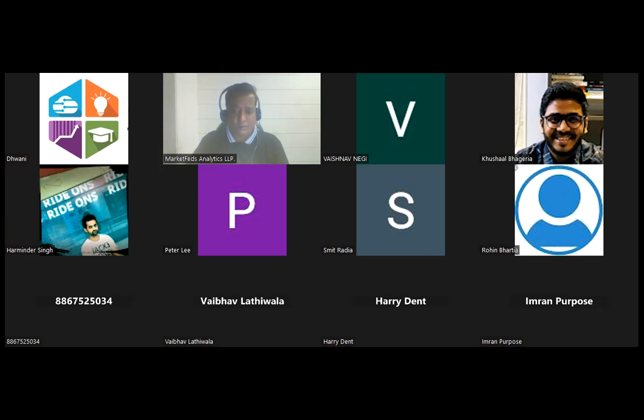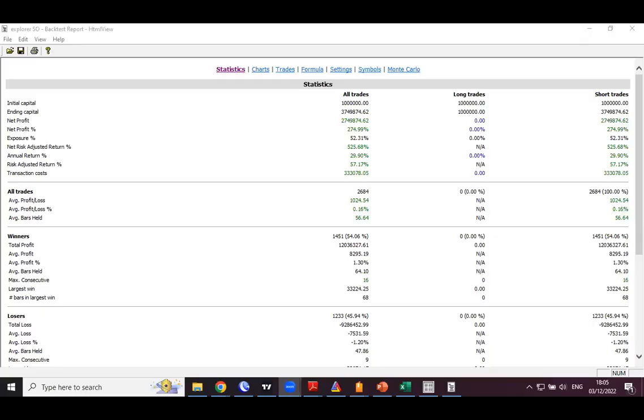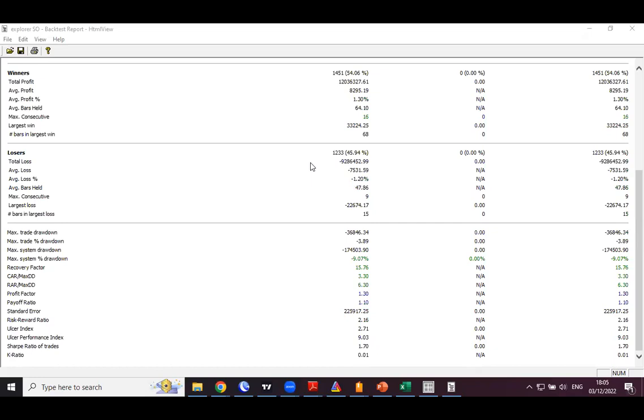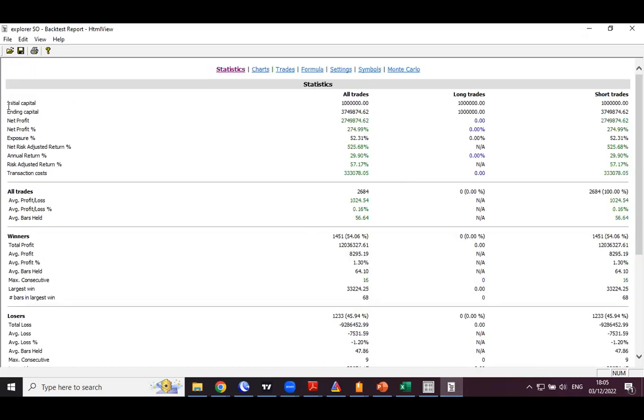Let me show screen. Screen one. Able to see, right? Yes. So this is like a system, and this is based on a short only index futures trade, and the Sharpe is 1.7, 1.8. You don't have to go through. This is what you need.